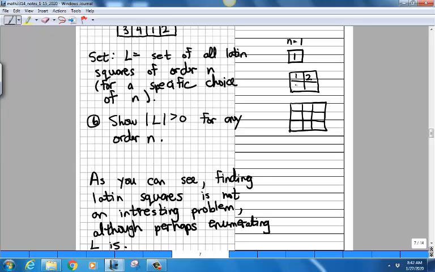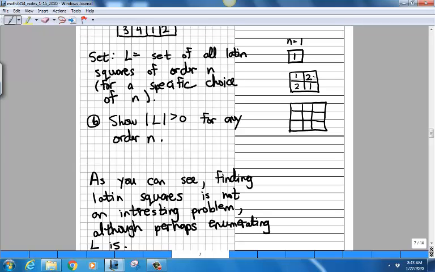1, 2, I guess we'd have to put a 2 here if it's in reduced form, right? And then our only other choice there would be 1. But that is a Latin square, right? Okay, because again, every row and every column has all of those numbers 1 to 2, right?